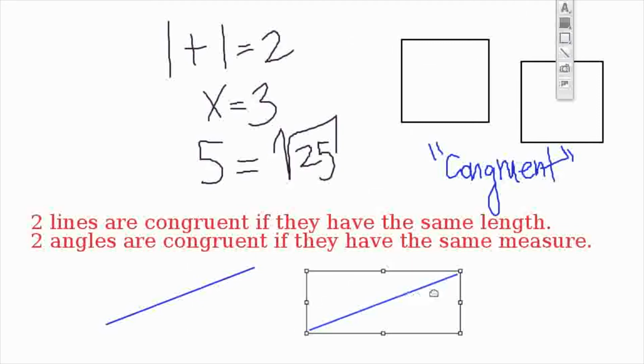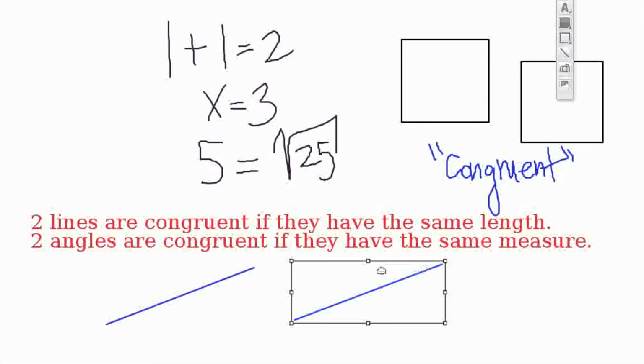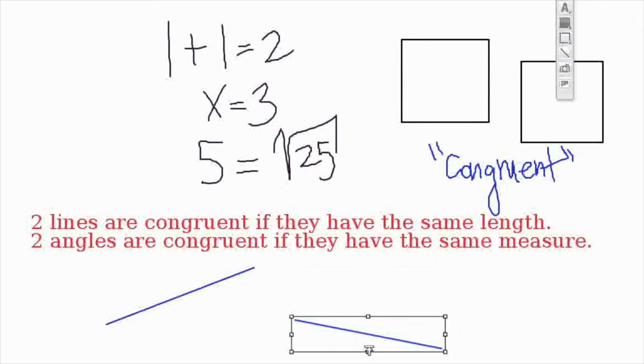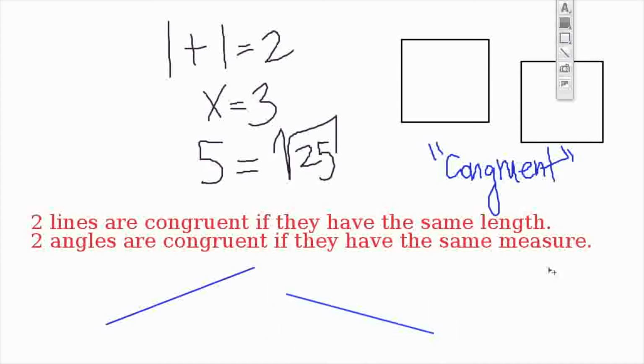One last thing. Suppose I take the second stick and move it around, so now it's inclined differently, like this. See that? Are those still congruent? Yes, because the orientation doesn't affect congruency.